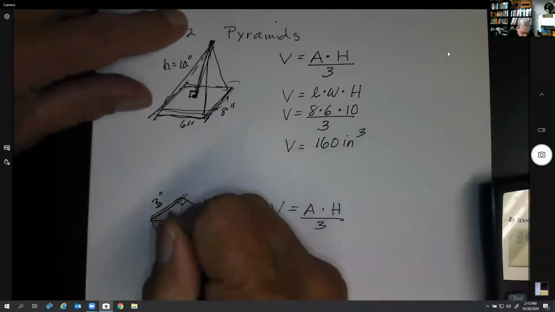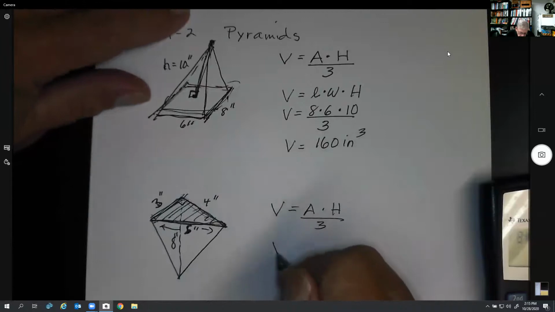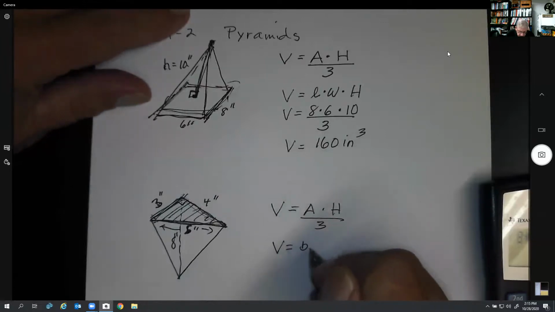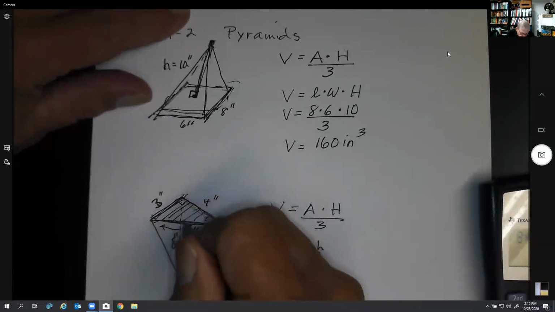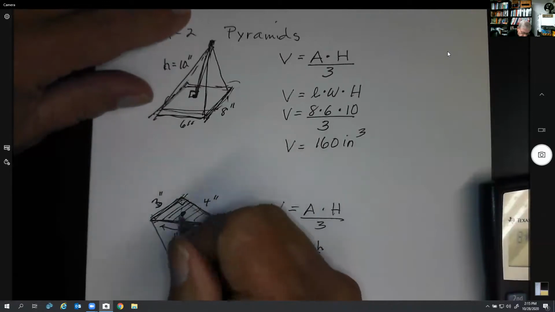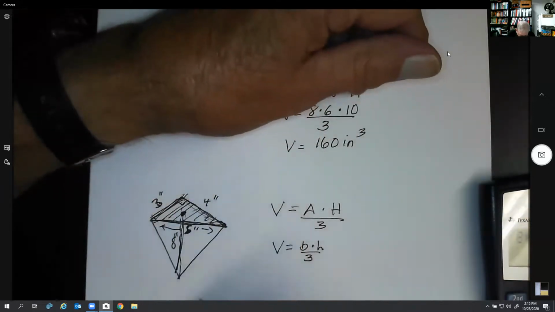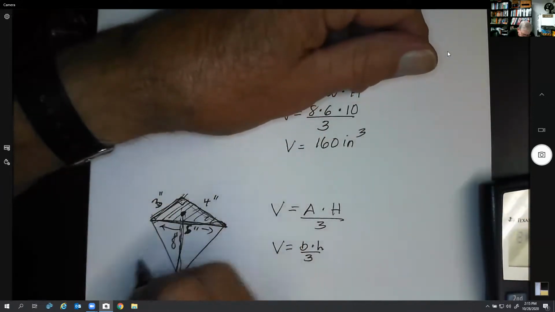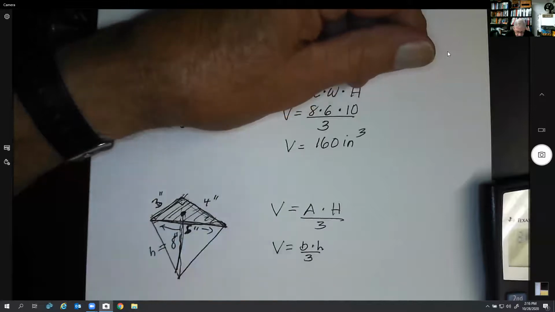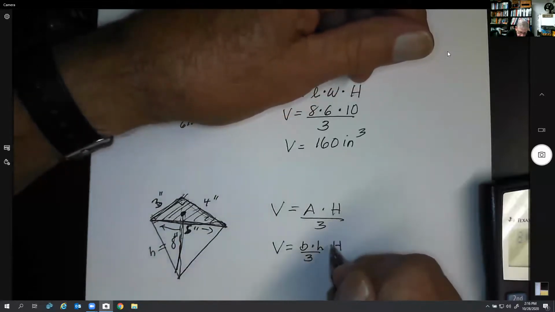The area of this triangle. So the area of the triangle is base times height divided by 2. And then we're going to multiply it by the big height, which should come to the middle right here. Kind of a poor drawing. Not very well drawn, I guess. But the height comes right to the middle. The height is going to be 8 inches. So we'll put a big H.